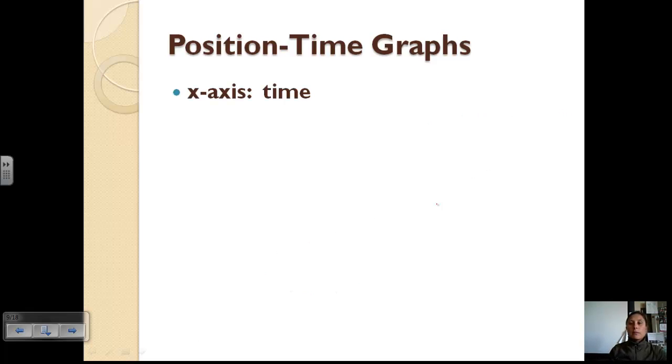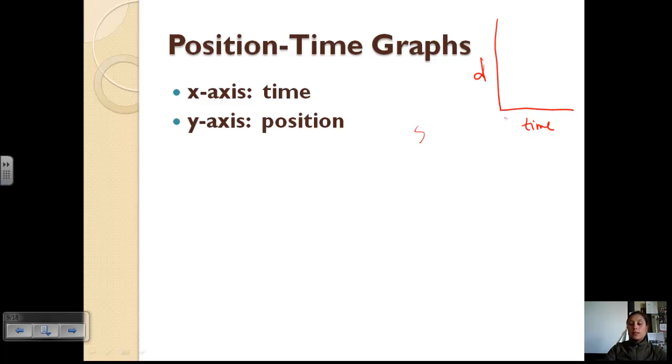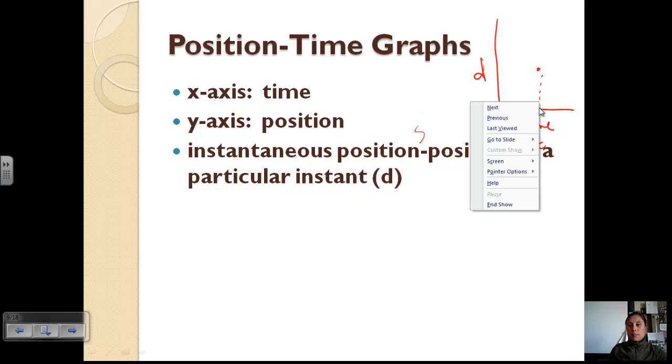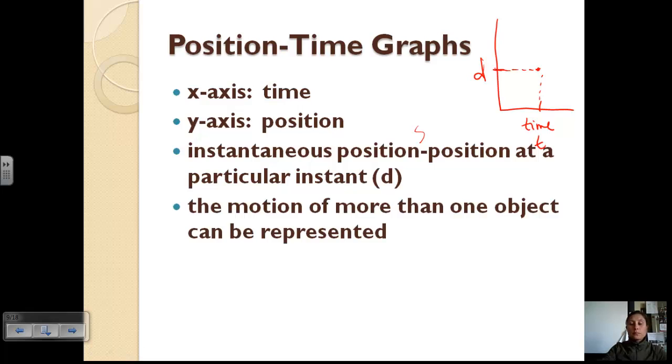So on our position time graph, I keep losing my pen. Okay, the x-axis is time. The y-axis is position, or I'm going to put d for displacement, and we could just put t for time. The instantaneous position is the position at a particular instant. So we could just pick one instant in time. And that would give us the displacement at that particular point in time.